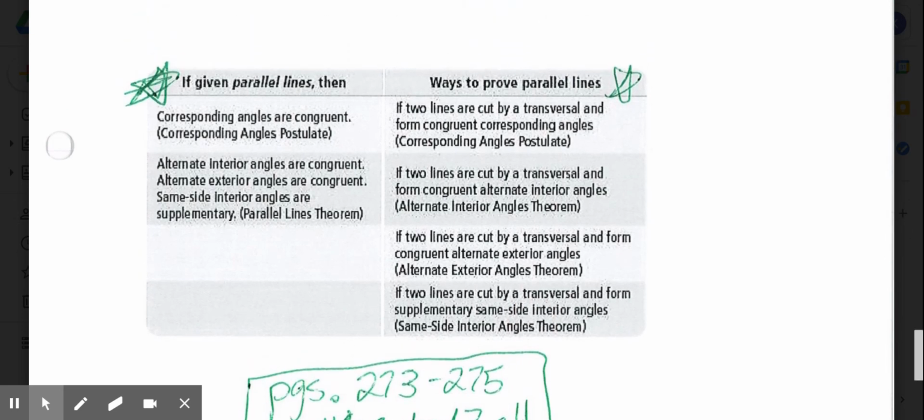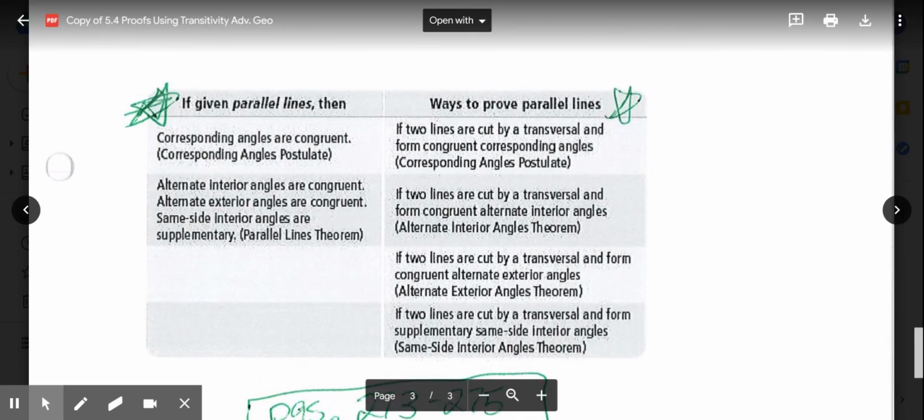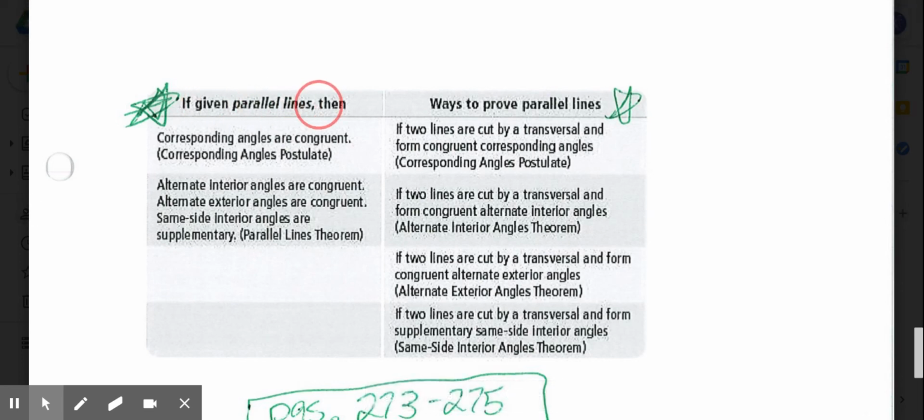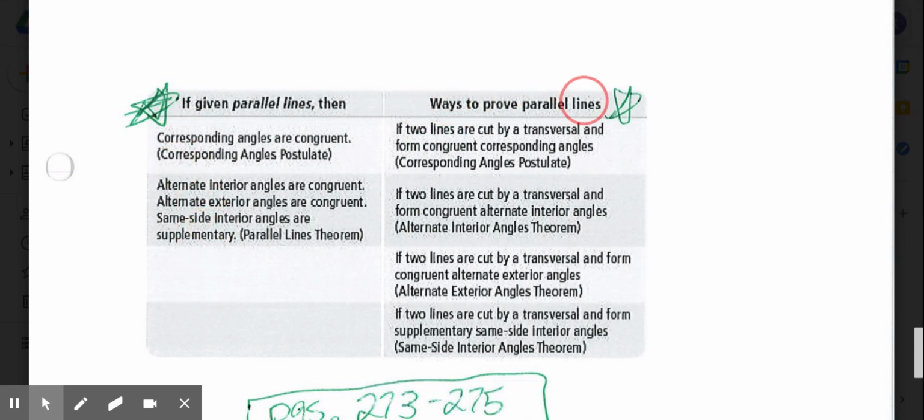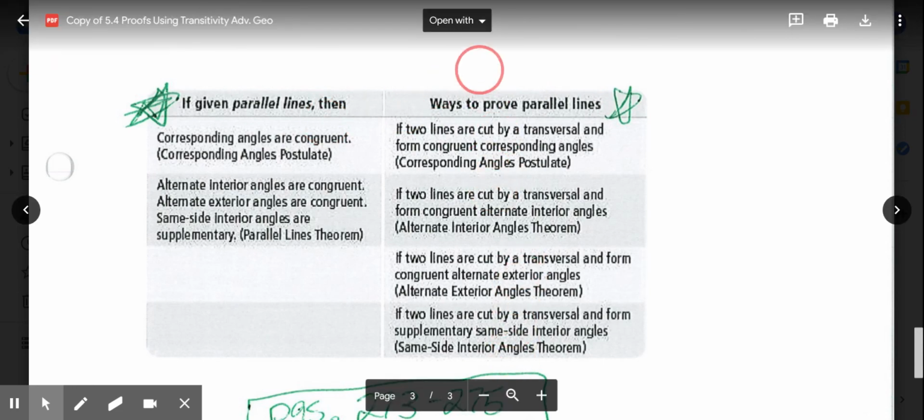So this table takes the postulates and theorems from this lesson. If you're starting with parallel lines going toward an angle relationship, look in the left-hand side. If you're starting with angles working toward parallel lines, I would use the right-hand column.